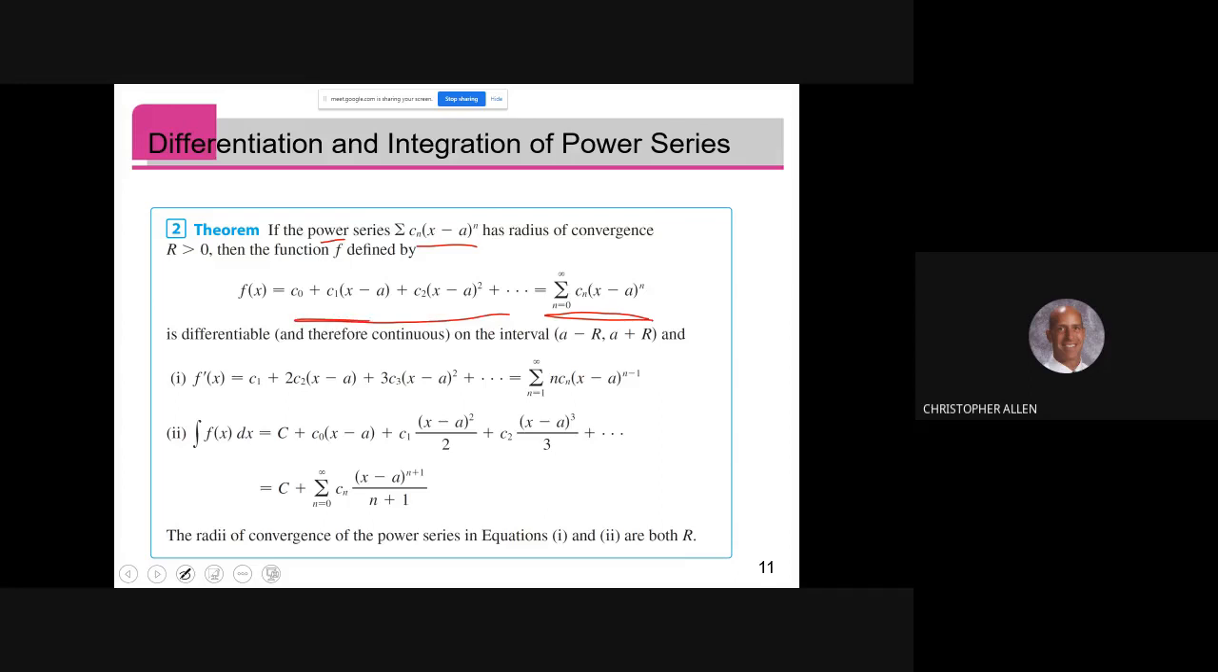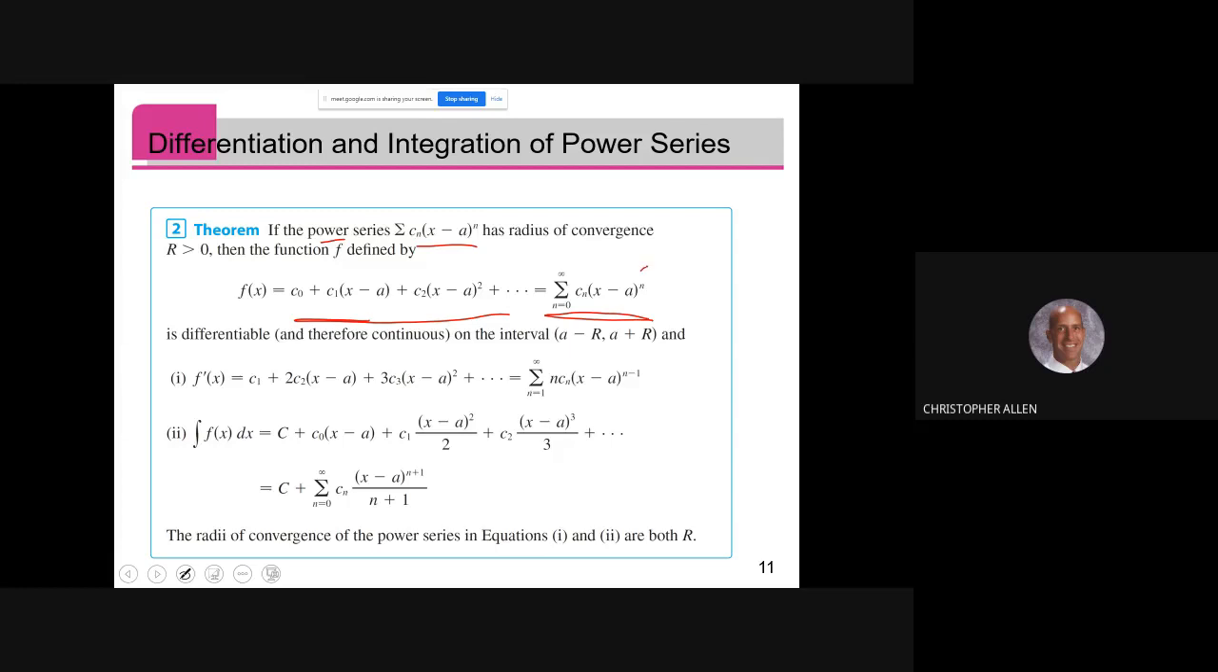Now look carefully, and we're going to come back to this next week. What is the derivative of constant C0? 0. So this term is gone. What is the derivative of this? Well, this is a linear term, so when I take the derivative of it, it's just going to be C1. Look at this term here. I'd have to use the chain rule, but this would become 2 times C2 times x minus a. And we would continue on down the line.